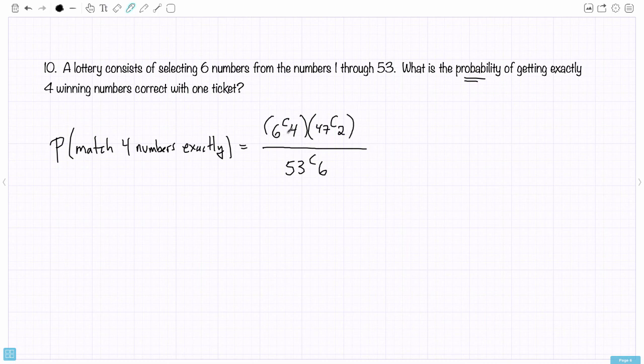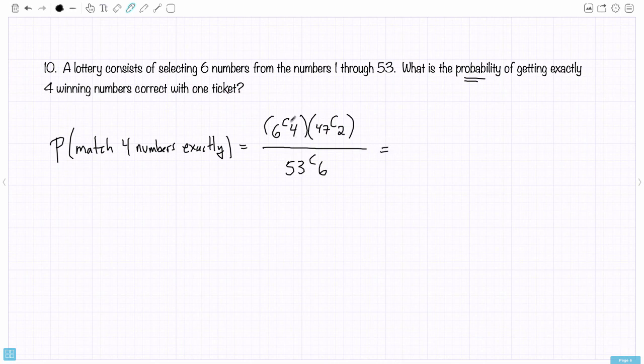Now look at the pattern here. I have 6 and 47 together make 53. 53 was the total, which breaks up into these 2 categories, 6 winning numbers and 47 losing numbers. Of the 6 winning, I want to pick 4. And of the 47 losing, I want to pick 2. Also notice how the 4 and the 2, the numbers on top that I'm choosing, add up to the 6. So the ones that I'm selecting break up into 4 from the winning numbers and 2 from the losing numbers.